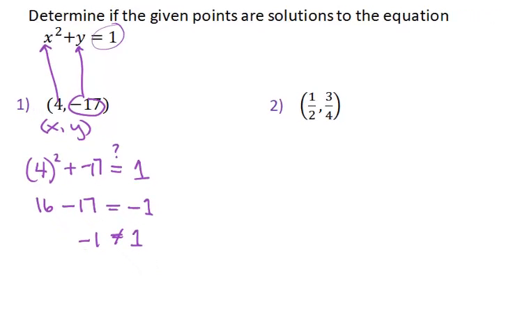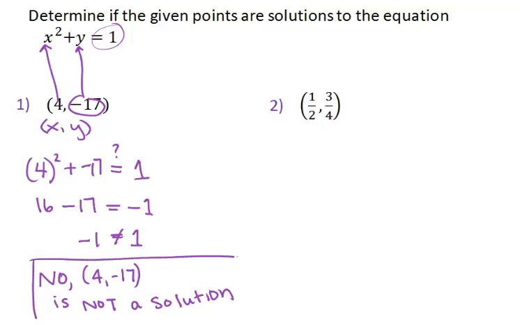So the answer to part 1 is no. 4, negative 17 is not a solution to that equation. Meaning this ordered pair, 4, negative 17, is not on the graph of that equation. At this point, pause the video and see if you can come up with the answer to number 2 on your own.